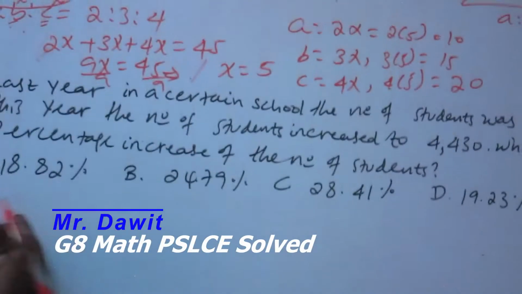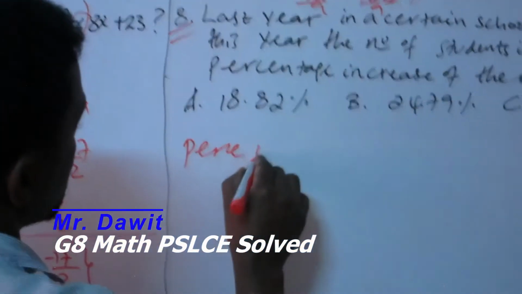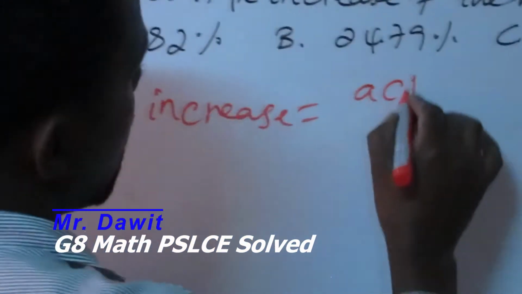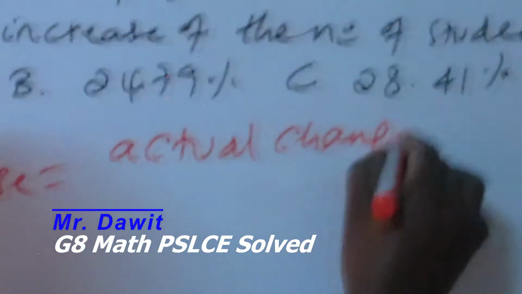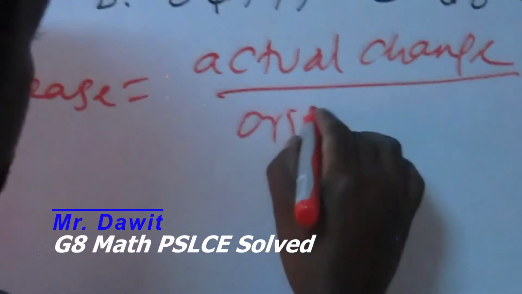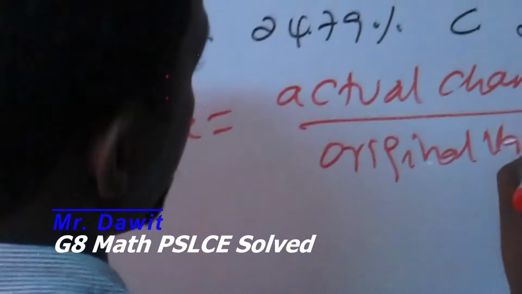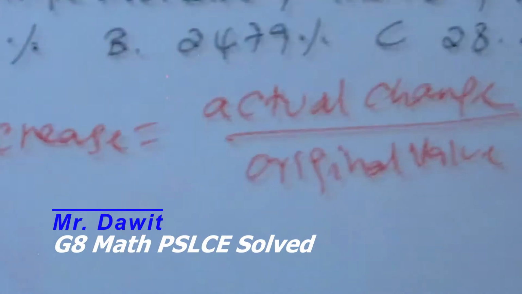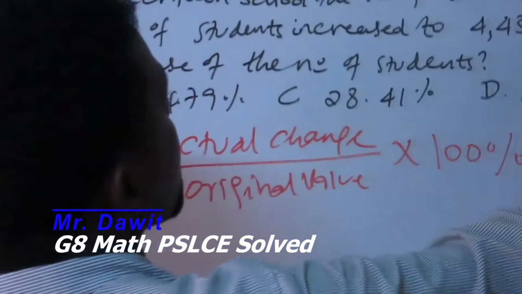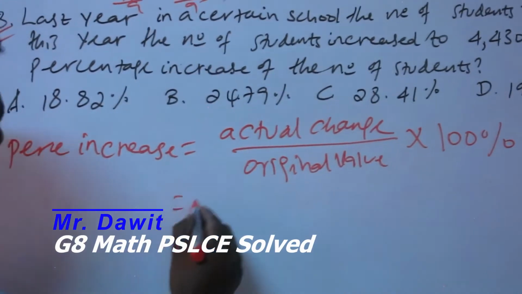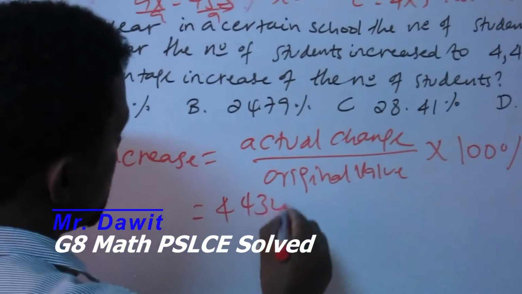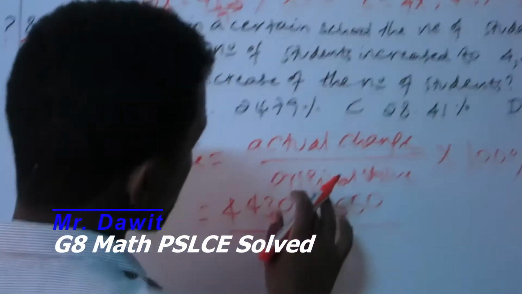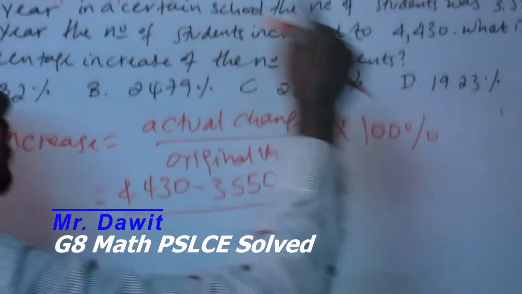We have to know the percentage increase formula. Percentage increase is equal to actual change divided by original value, then multiplied by 100%. Actual change is the difference between the two. That means 4,430 minus 3,550, divided by the original value.